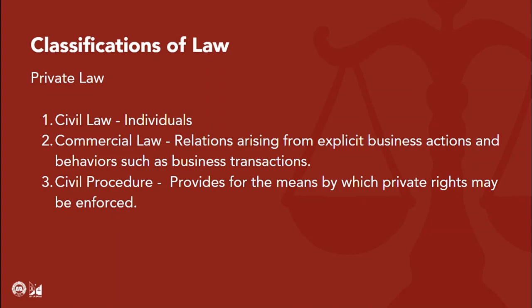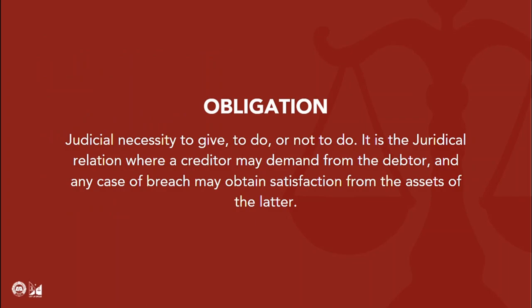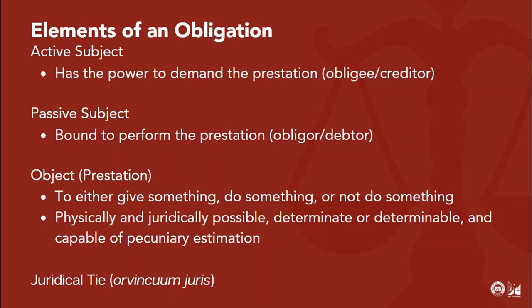After tackling the laws and the basic terms of it, we now move on to obligation. What is an obligation? Obligation is a juridical necessity to give, to do, or not to do. It is a juridical relation where a creditor may demand from the debtor, and in case of breach may obtain satisfaction from the assets of the latter. The four elements of an obligation are active subject, passive subject, object, and juridical tie.